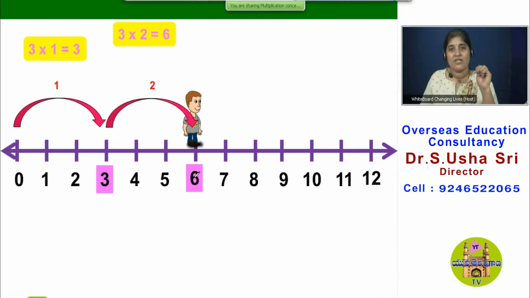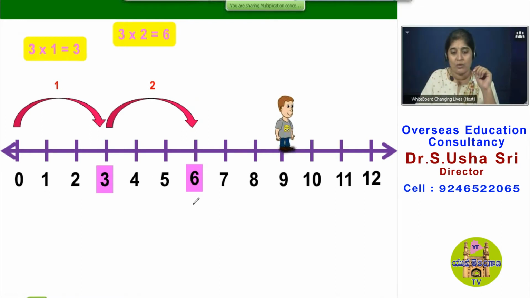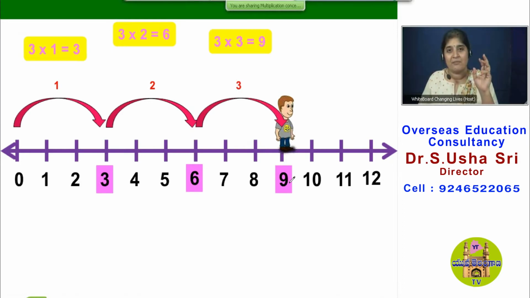Okay, so what is it? 3 twos are 6. Children, when he jumped 1 time, I call it 3 ones are 3. When he jumped 2 times, we call it 3 twos are 6. Now tell me, if he jumps 1 more time, then what do we call it? 3 threes are, isn't it? Let us see how he would jump and to which number. So 1, 2, 3. Total 3 steps at a time. He came to 9. That was his 3rd jump. So 3 threes are 9.